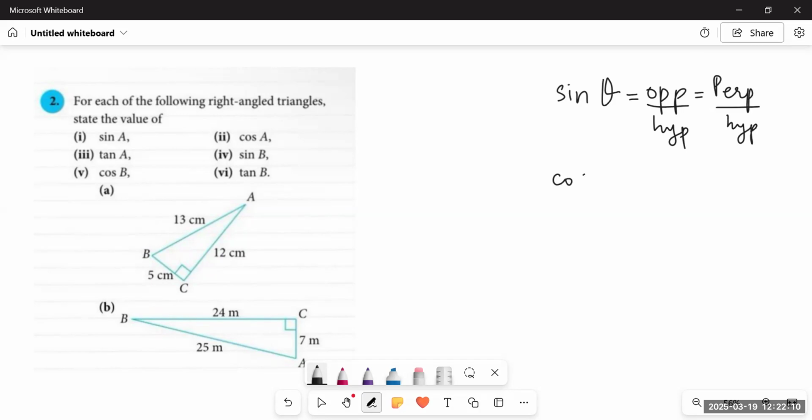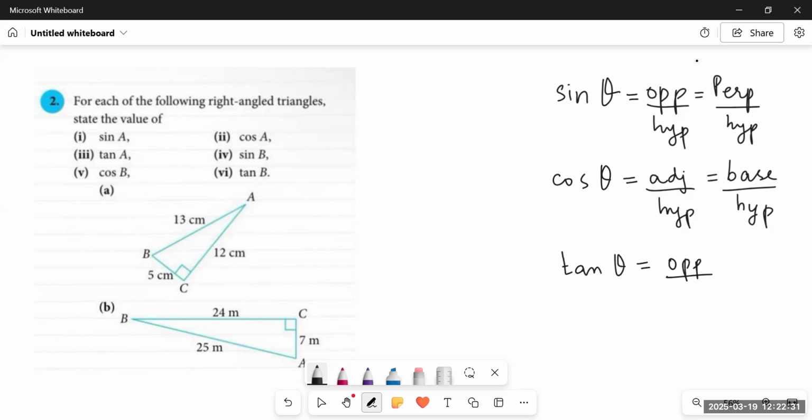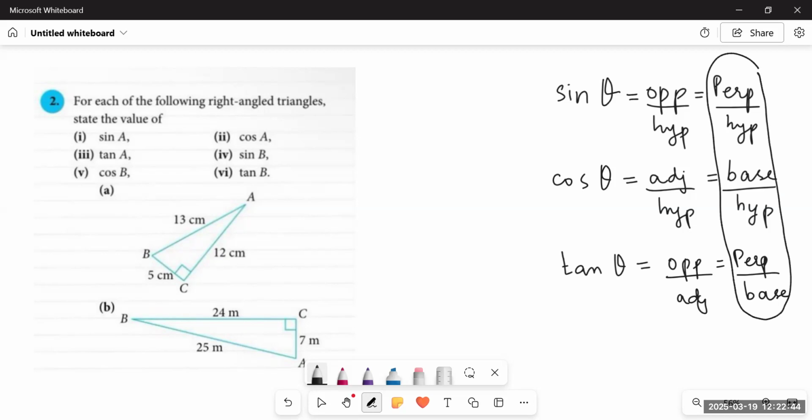Then comes cos theta. Cos theta means the adjacent side upon hypotenuse. The adjacent side is the base, so we can say base upon hypotenuse. And then comes the third formula, that is tan theta, which is opposite side upon adjacent side, or we can say perpendicular upon base. Since I like these formulas, I'll use these. If you like the opposite and adjacent sides, you can use that formula as well, as you like.